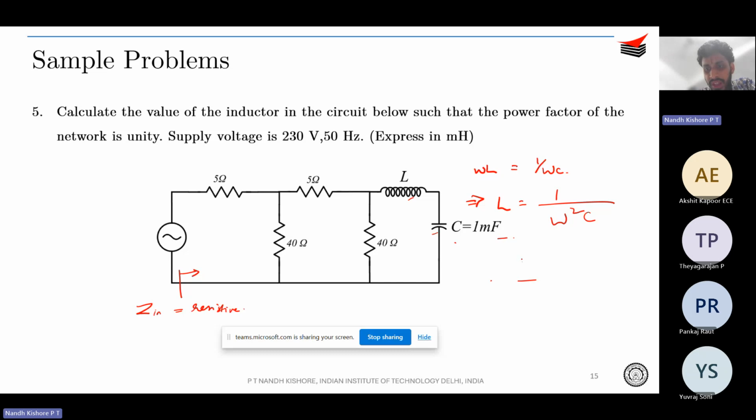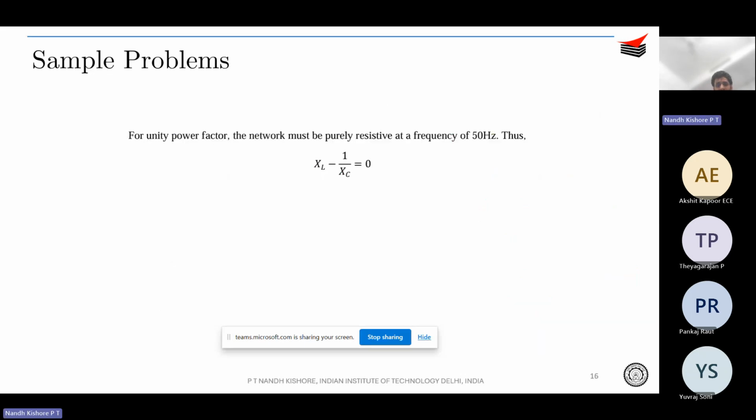Okay, so everything is given. You just need to calculate 1 by 2 pi into 50 the whole square into C, where C is 1 millifarad. You can calculate what is going to come over here. It should be in resonance. So it turns out to be 10.13 millihenries.